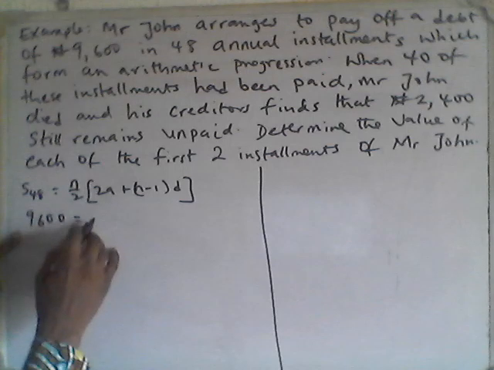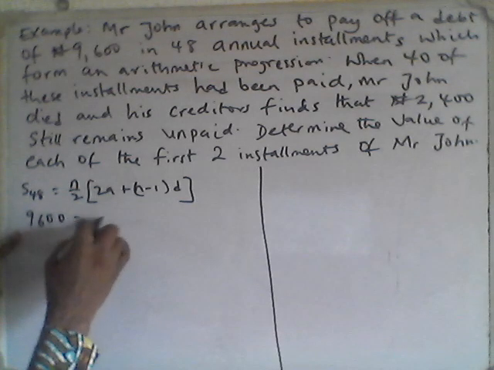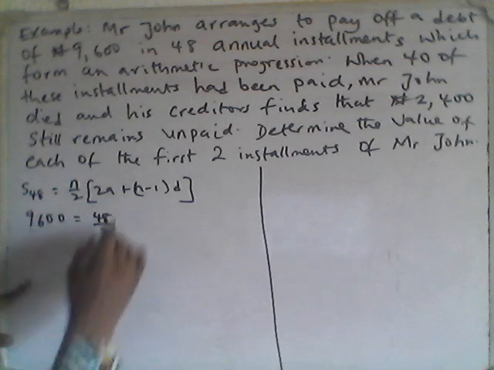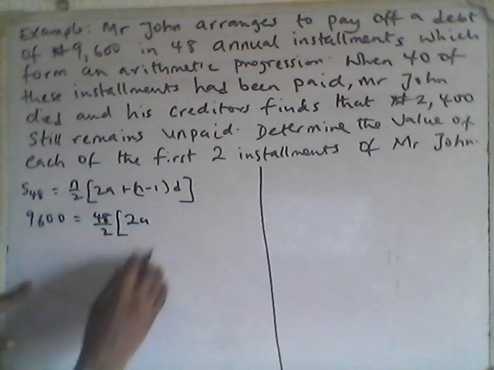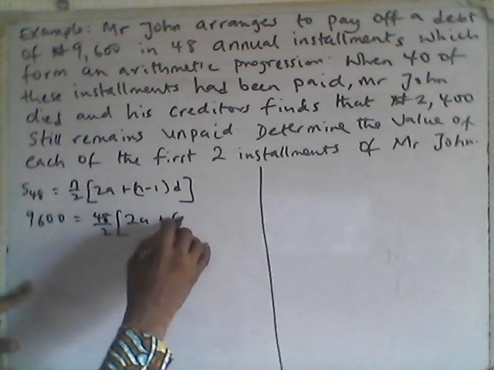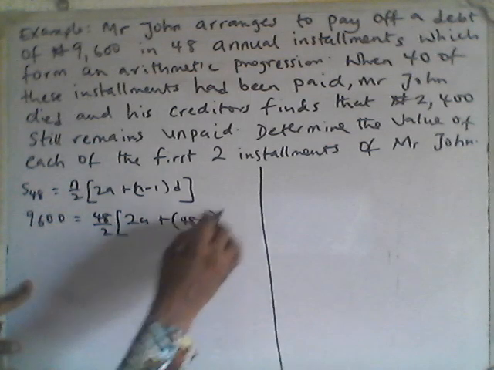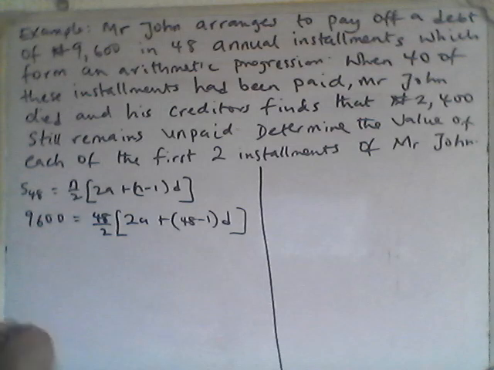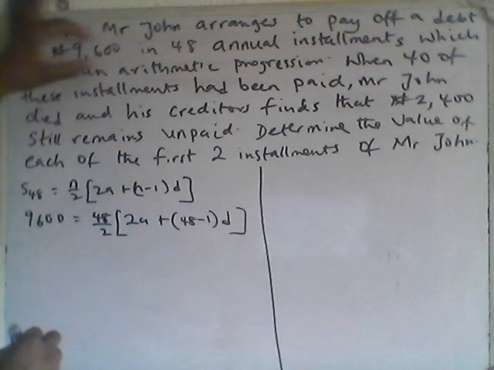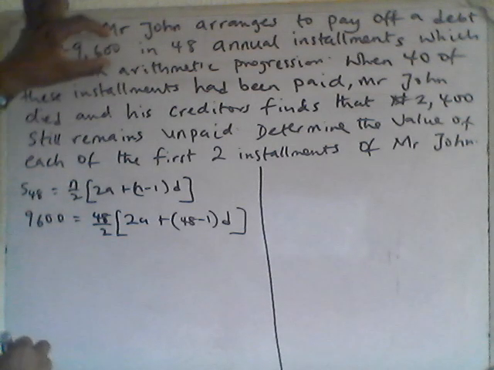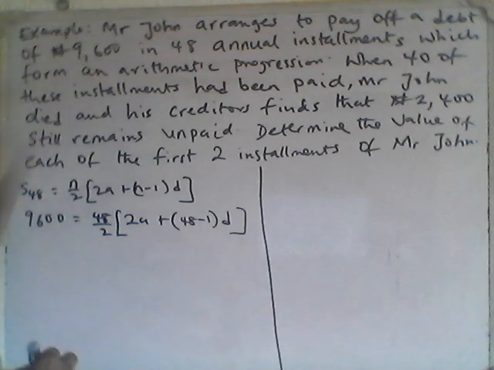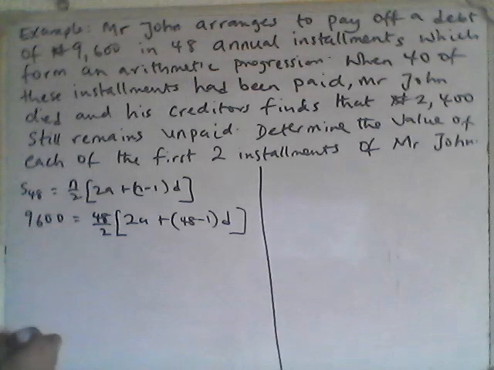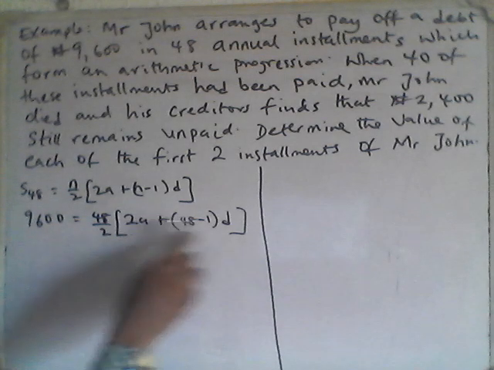And the number of installments is 48 over 2. That's why I have n as 48. Then a is not given, plus n again, 48 minus 1, then d again is not given. So we only have two parameters for the first statement. We have the total amount, which is 9,600, in 48 annual installments. That is the number given. So I have an equation here with two variables missing, a and d.